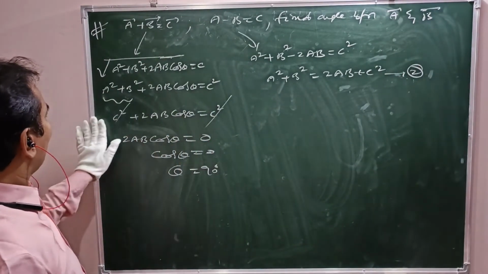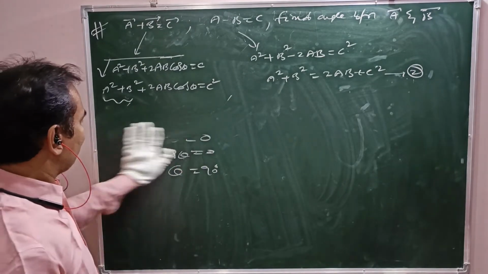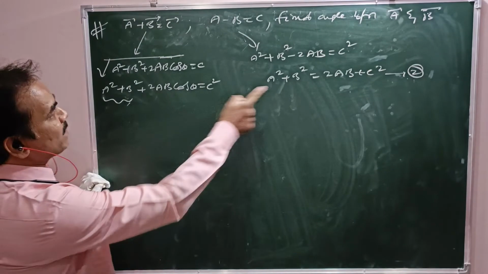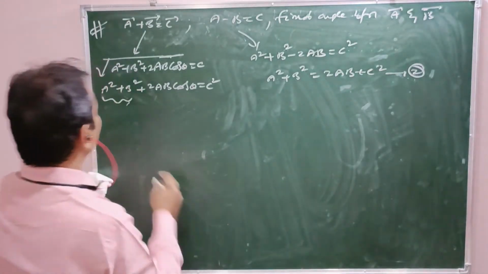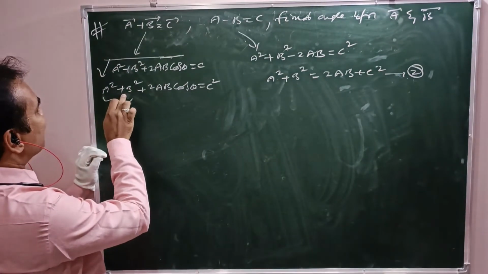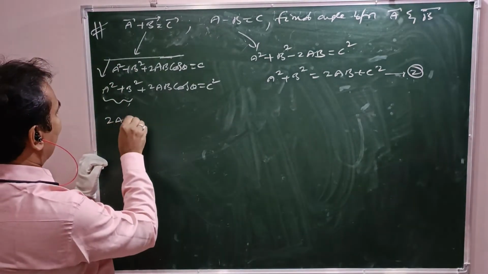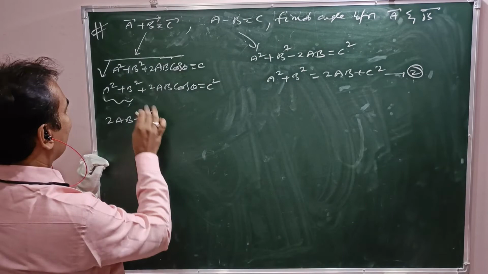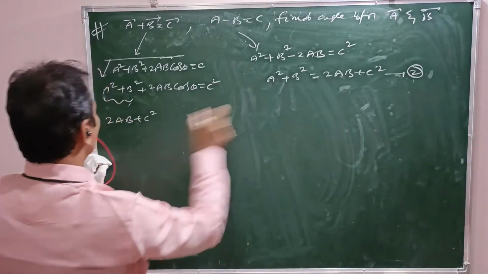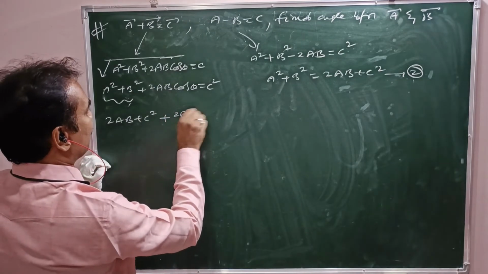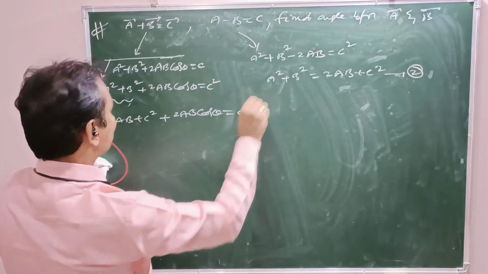Up to here, okay. These two steps, okay. Now, instead of a square plus b square, we can have 2ab plus c square. Now, replace a square plus b square by writing 2ab plus c square. That is 2ab plus c square. Okay, a square plus b square equals so and so. Plus, write this one. That is 2ab cos theta equal to c square.